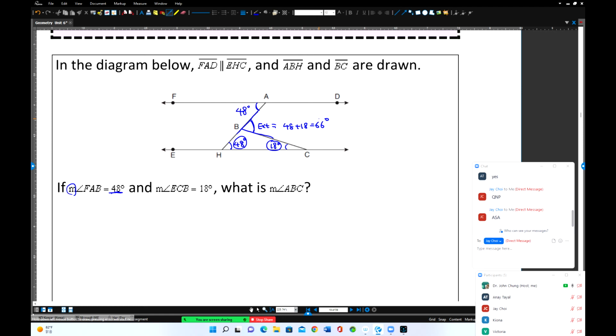I'm going to delete this. Anyway, the answer is 66. I'm going to go a different way. I will make one more parallel line there. This is a parallel line, this is alternate interior 48 degrees. This is 18, another alternate interior angle over here, 18. Sum of these angles, how much? 48 plus 18 is still 66 degrees. You can solve it this way too. Now we're going to move on.